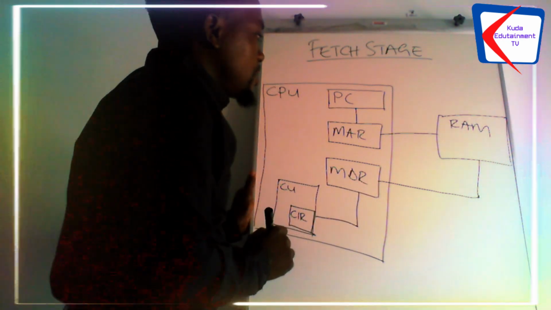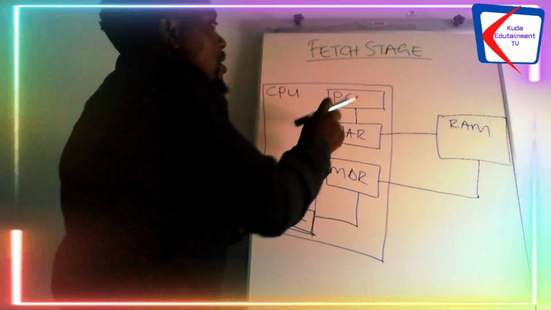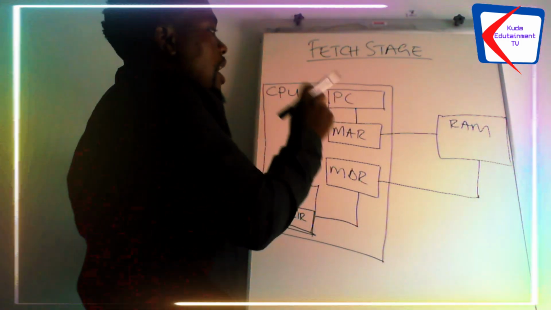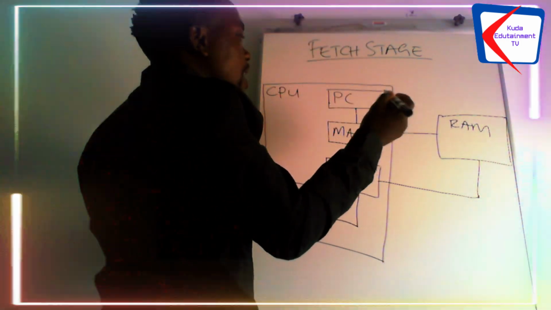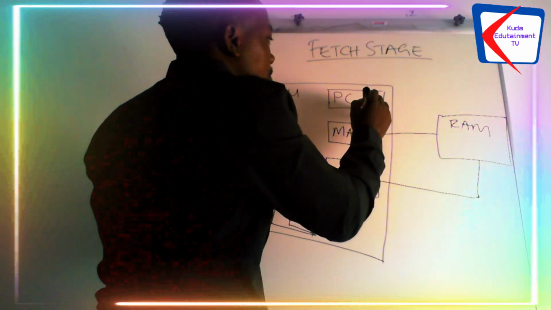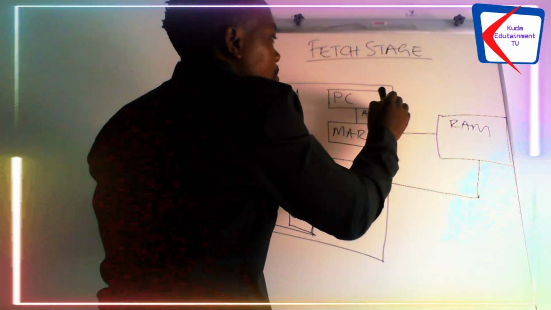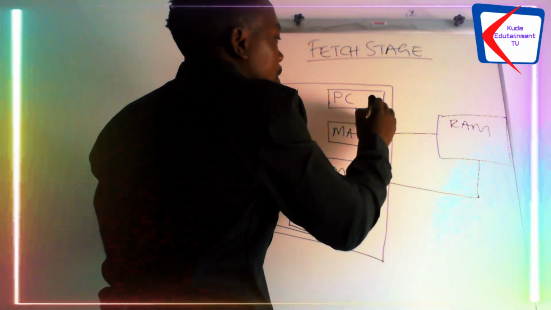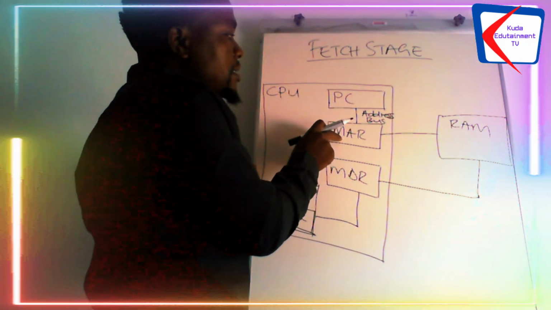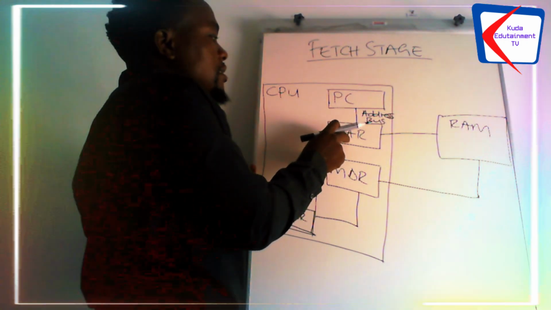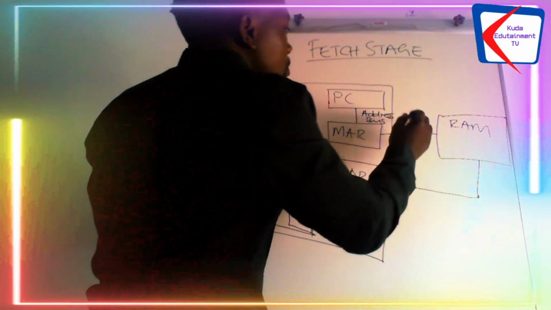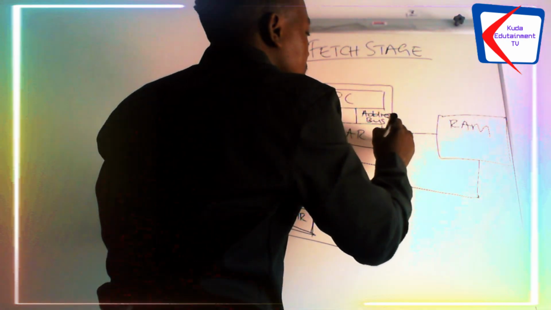So this is the communication. Communication between the program counter and the memory address register happens through the use of an address bus. And again, communication between the memory address register and the RAM, remember, we said a memory address register is a location in RAM, so it also uses an address bus.